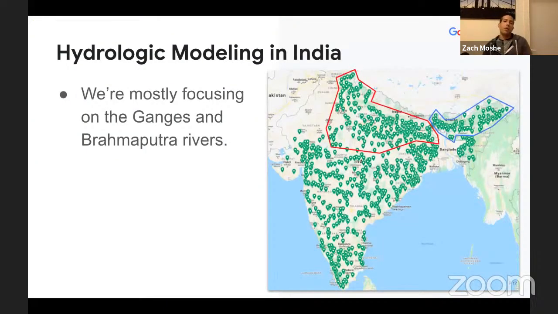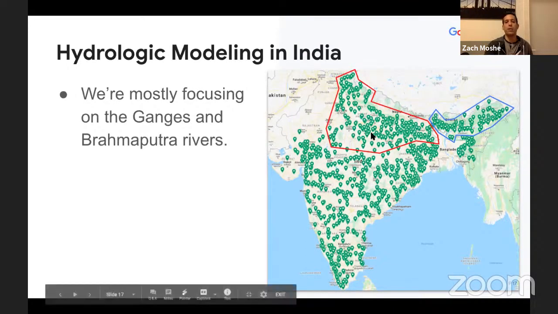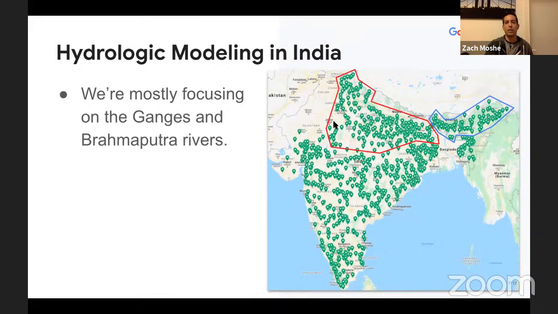So first, when I say India, there are a lot of gauges in India. That's what you can see with the green markers over here. For hydrologic modeling, we are currently focusing on the red and the blue areas. That's the Ganges over here in red. Ganges basically flows like that. And then you have many sub-rivers, okay, that get into the main river, like here.